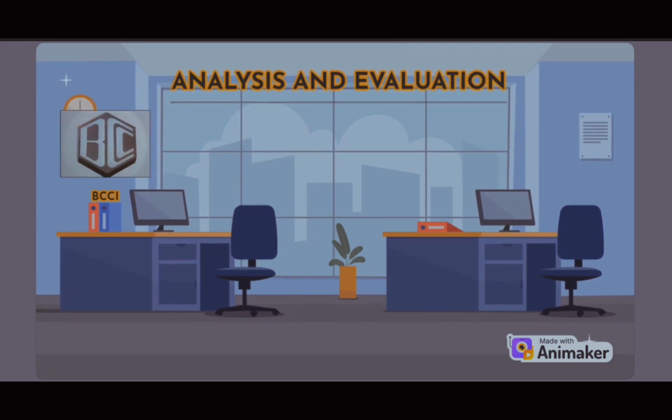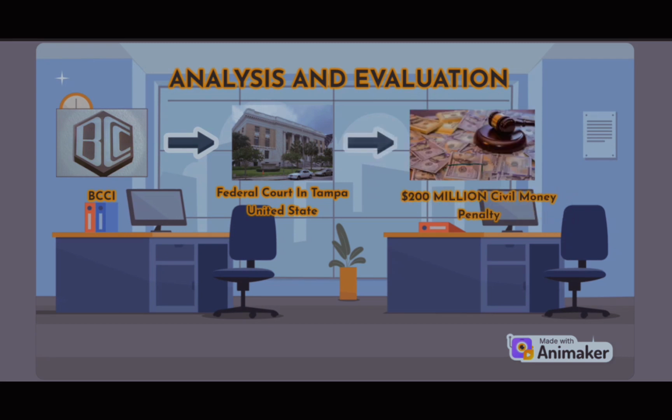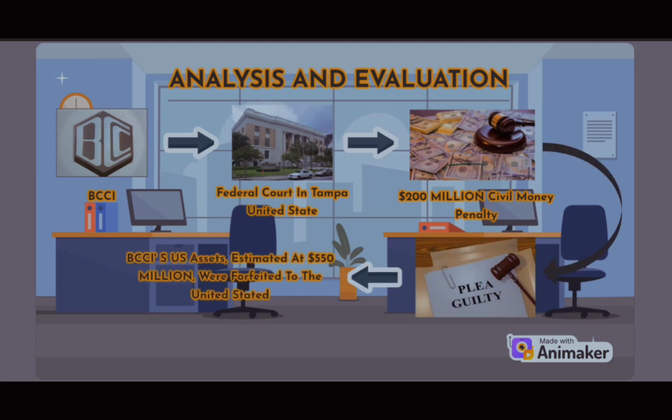BCCI was charged by the federal court in Tampa, United States. The Federal Reserve issued a notice of assessment of a $200 million civil money penalty against BCCI for its illegal acquisition of the First American Group of Banks and the National Bank of Georgia. BCCI pled guilty to the criminal charges, and BCCI's U.S. assets, estimated at $550 million, were forfeited to the United States.